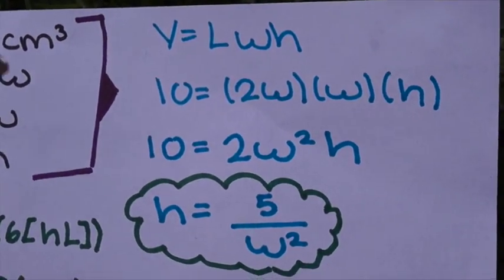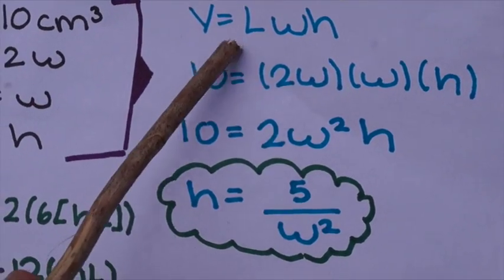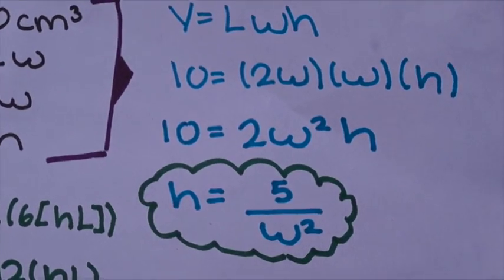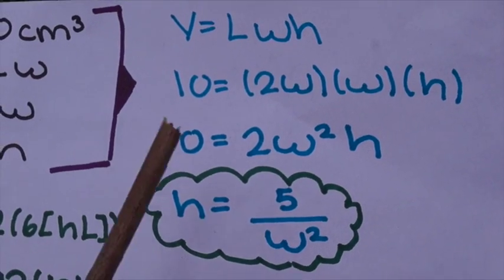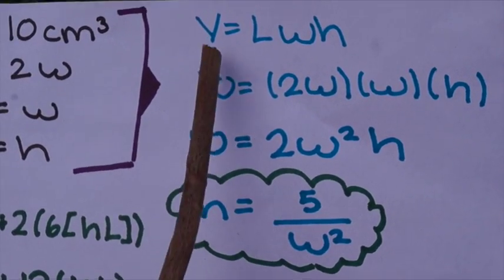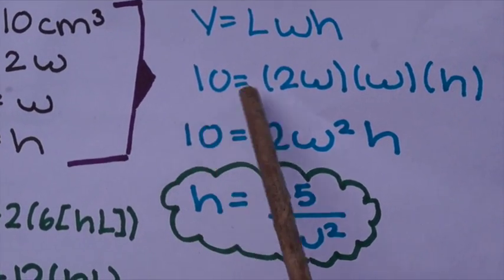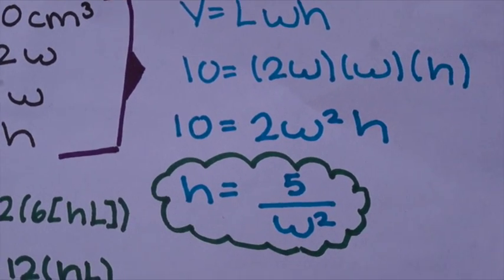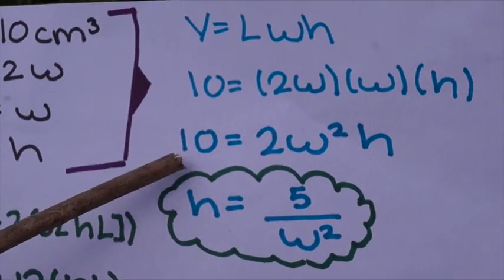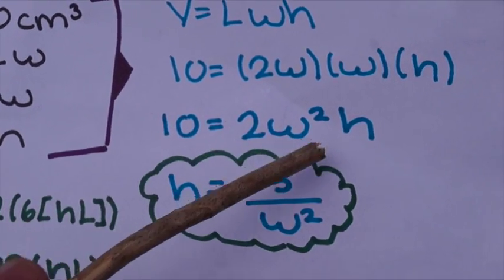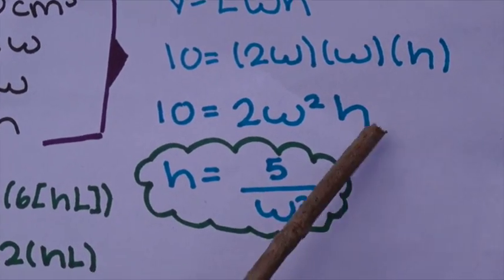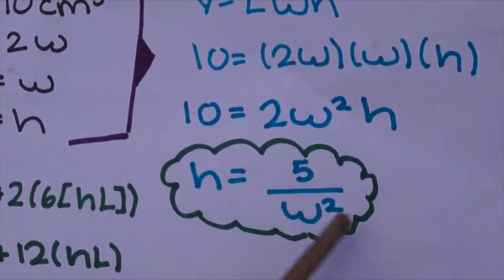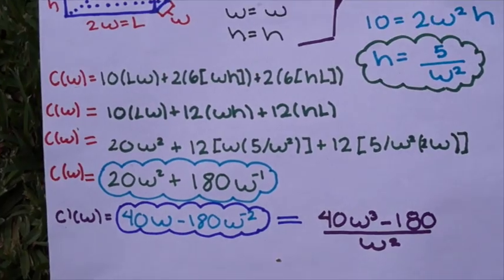So, as we know, the formula of the volume is length times width times height. As given in the problem, we substitute the values that we already have into this formula, obtaining 10 equals 2w times w times h. Finally, we simplify to obtain 10 equals 2w squared times h, and then we isolate h. h is equal to 5 over w squared.